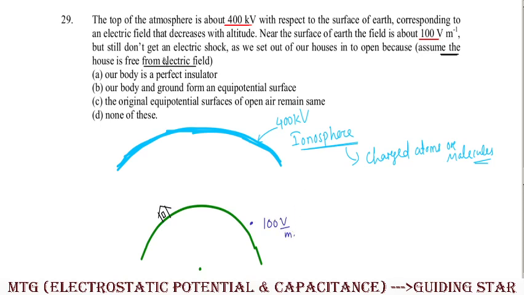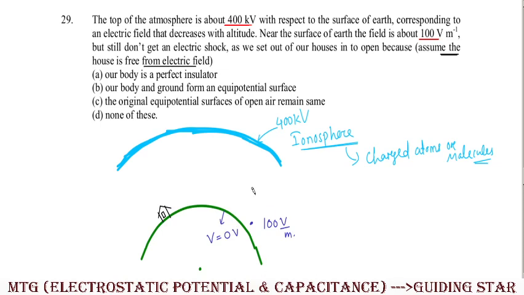Okay. So what they are saying is that when Ram, or a person, comes out from his home, why doesn't he get any electric shock? Clear? In this case, just remember that we generally consider the potential of Earth to be 0 volt.